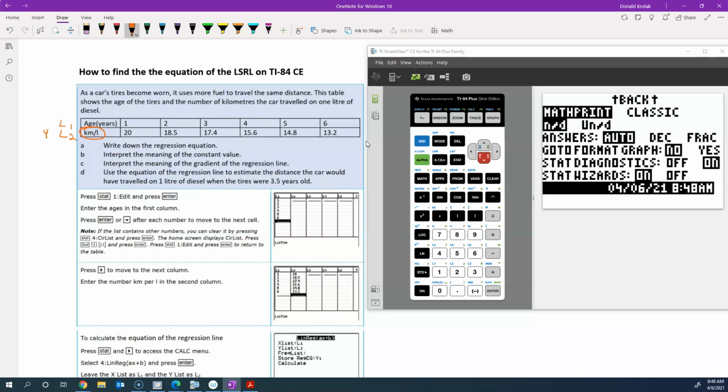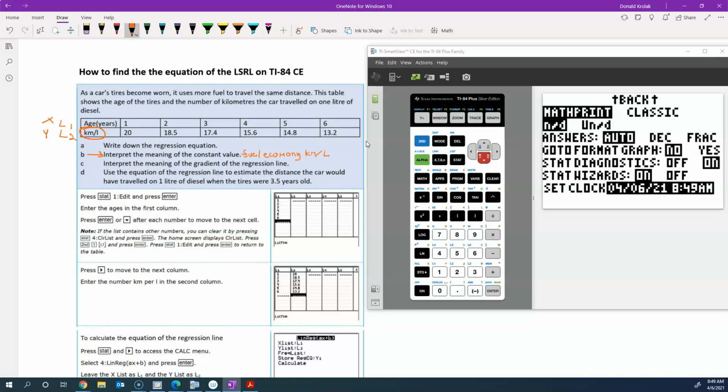Okay, so when we get to this part right here, what's the meaning of the constant value? The constant value is your fuel economy. Keep that in mind. That's in kilometers per liter, I'm sorry. Okay, so that's the constant value, fuel economy. Okay, now the X is the age.